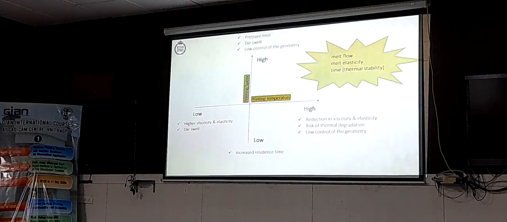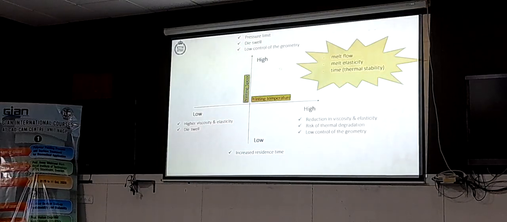If we instead look into the printing speed, if you have a high printing speed, then it might not be possible because there is normally a pressure limit in the printers. You will face die swell and also low control of the geometry because the speed is so high. But if you have a low printing speed, then you will need to keep the material for a longer time in the printer, which might then affect the degradation.